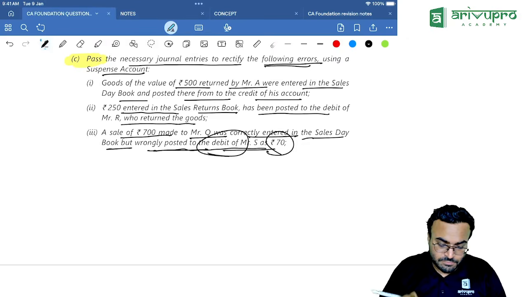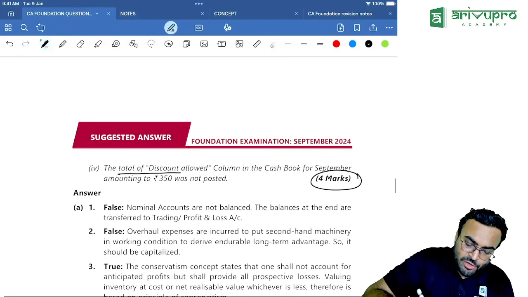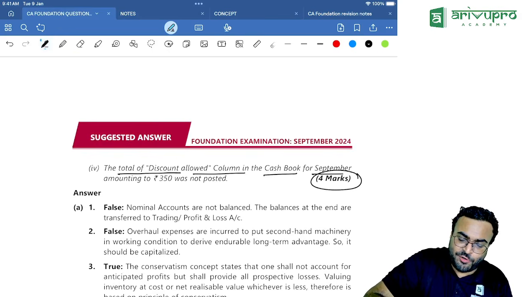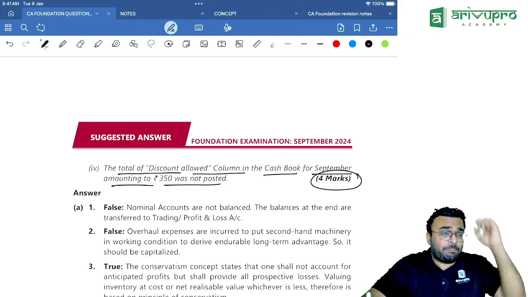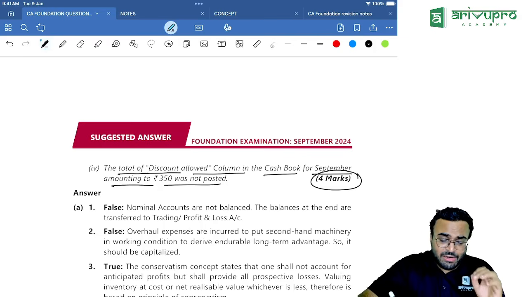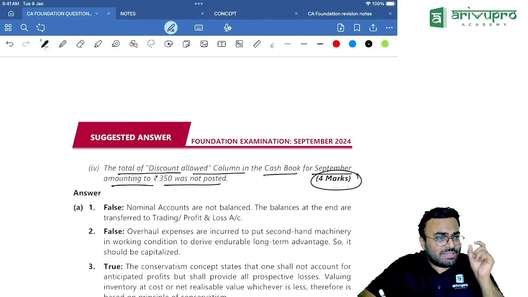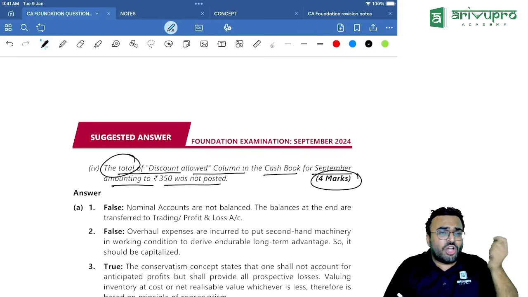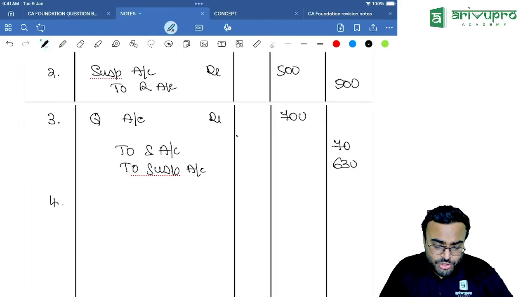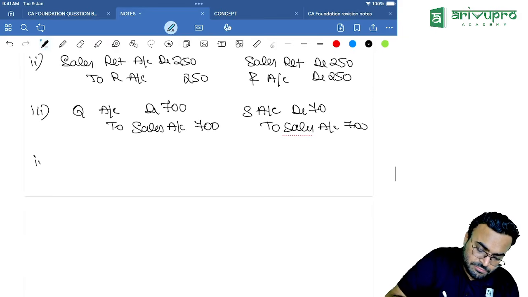Fourth one. The total of discount allowed column in the cash book for September amounting to 350 was not posted. We had an exact replica error in the study material. Discount allowed column in the cash book, that is, the total has not been posted. That means it has not gone to discount account. So what should be the correct entry for discount?